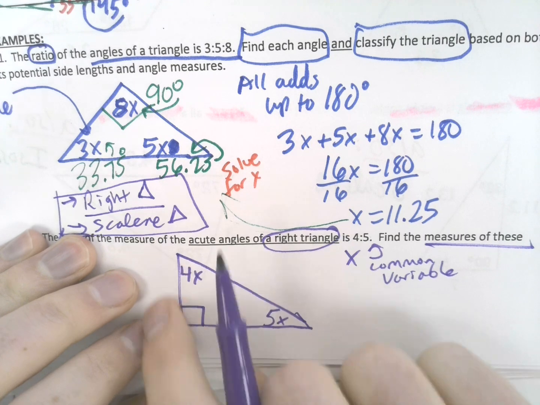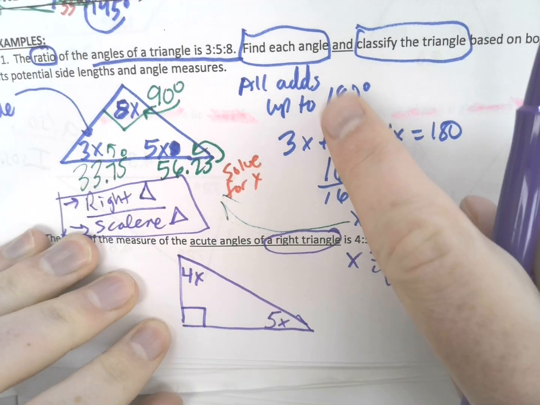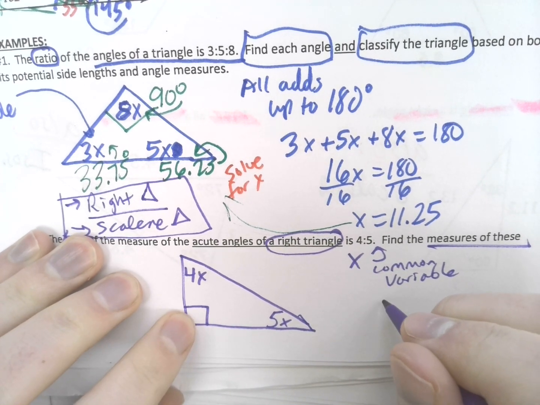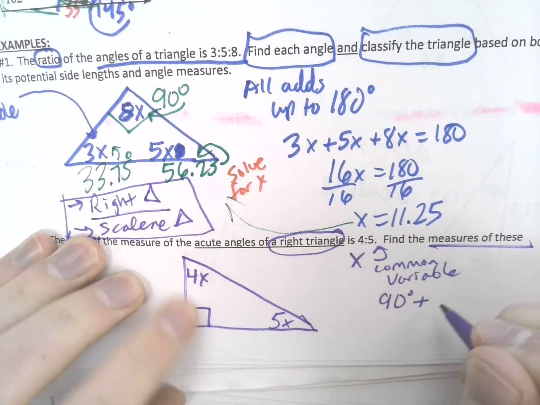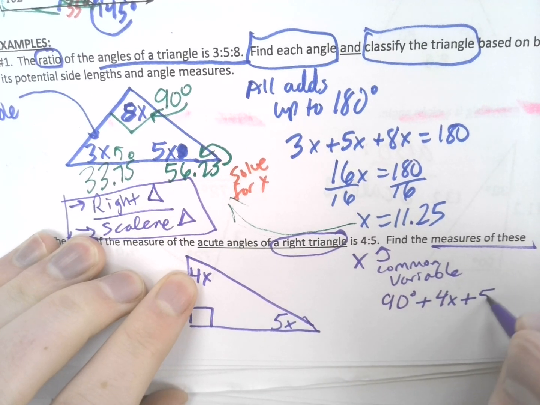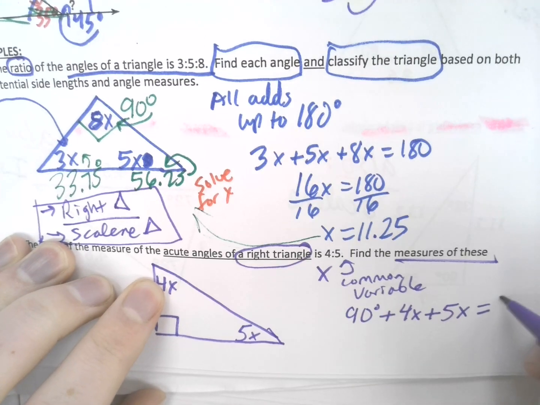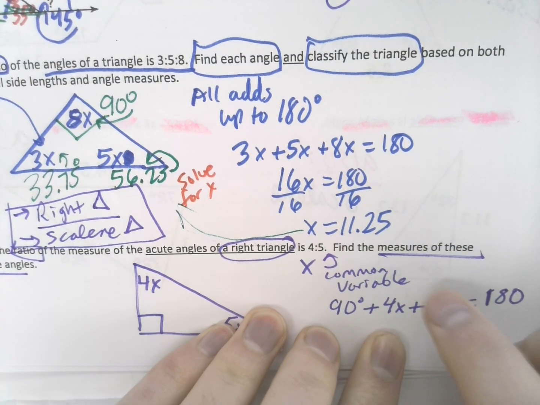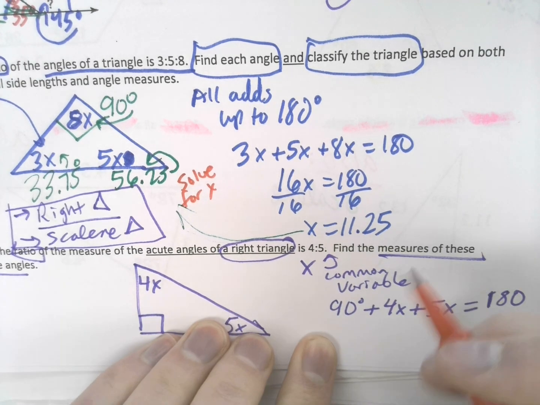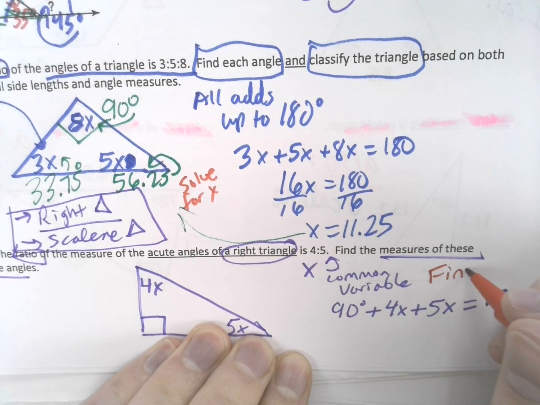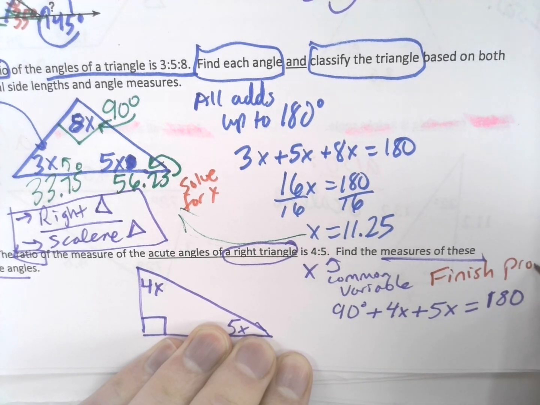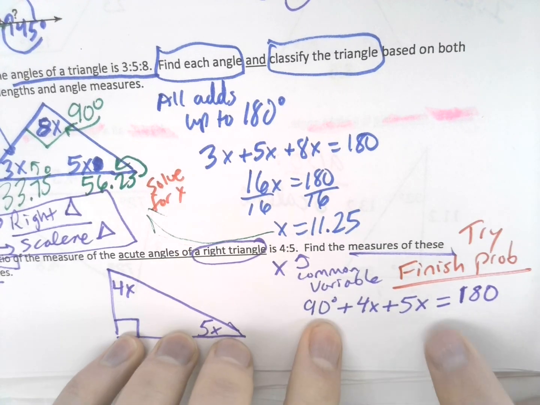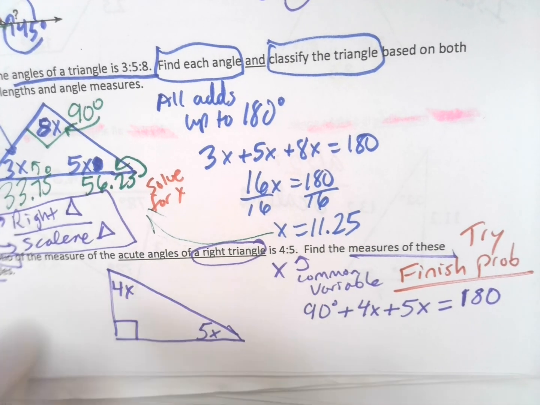And so what do we know all these angles have to add up to be? Well, just like last time, it all adds up to 180. But this time we actually know an angle, 90 degrees plus 4x plus 5x. That's all going to add up to 180. And now that we've set this up, guys, let's see if you can solve for x and then find our two missing angles. Go ahead and give it your best shot, guys. Now that we've set it up, see if you can find our two missing angles.